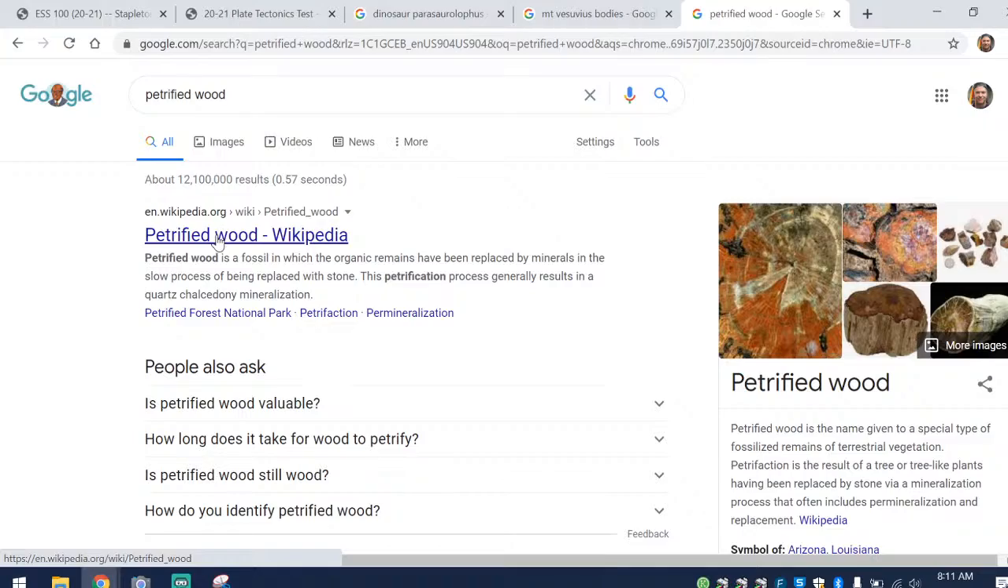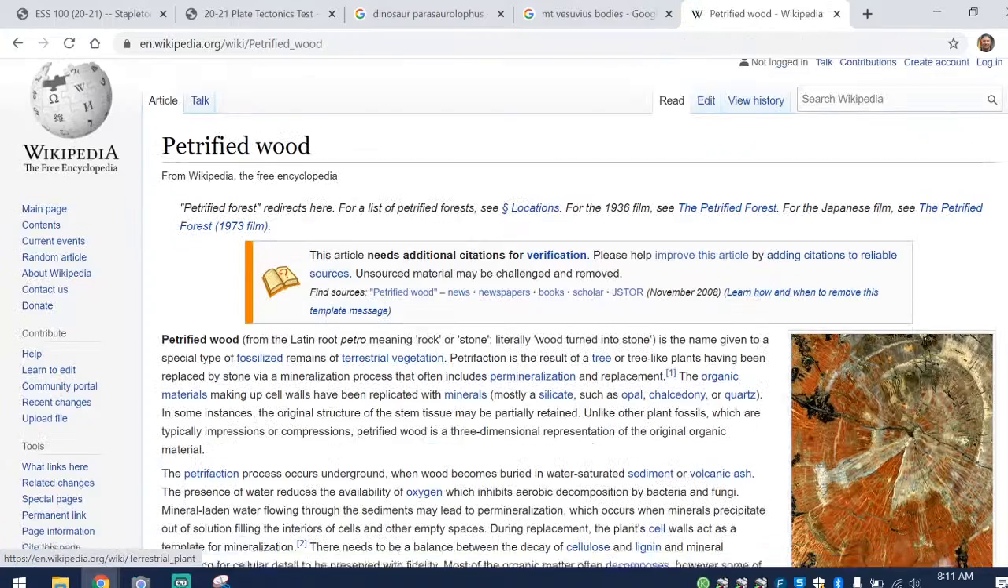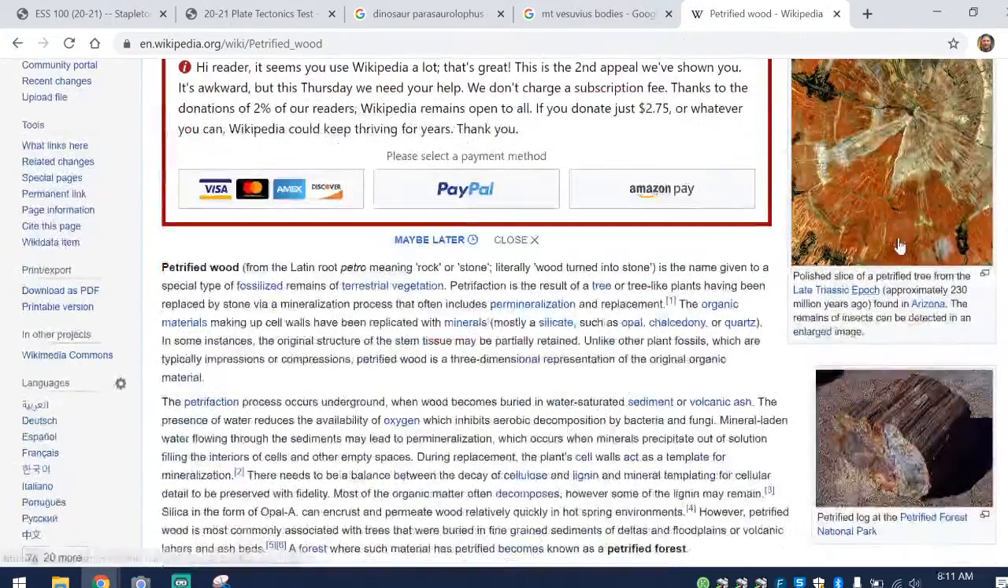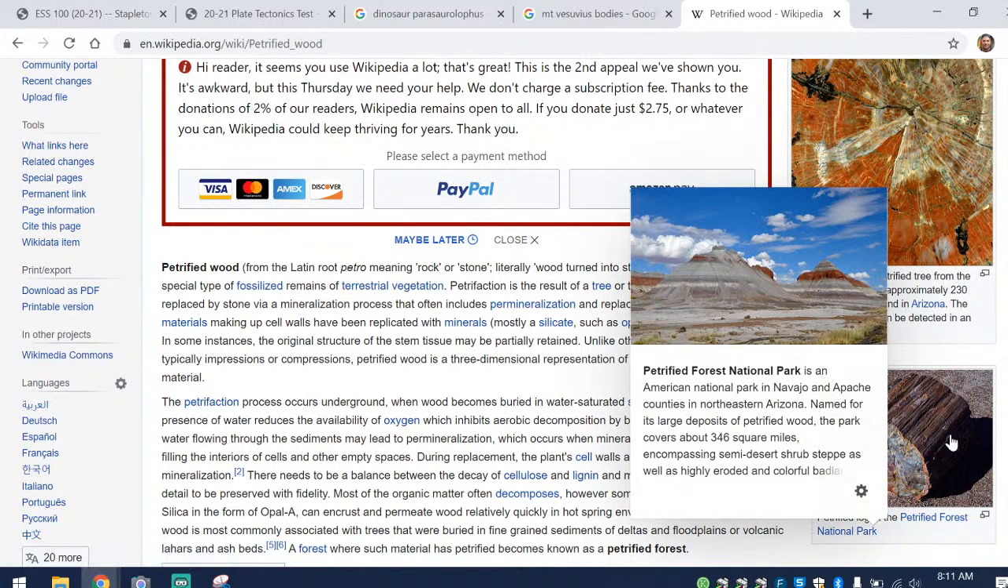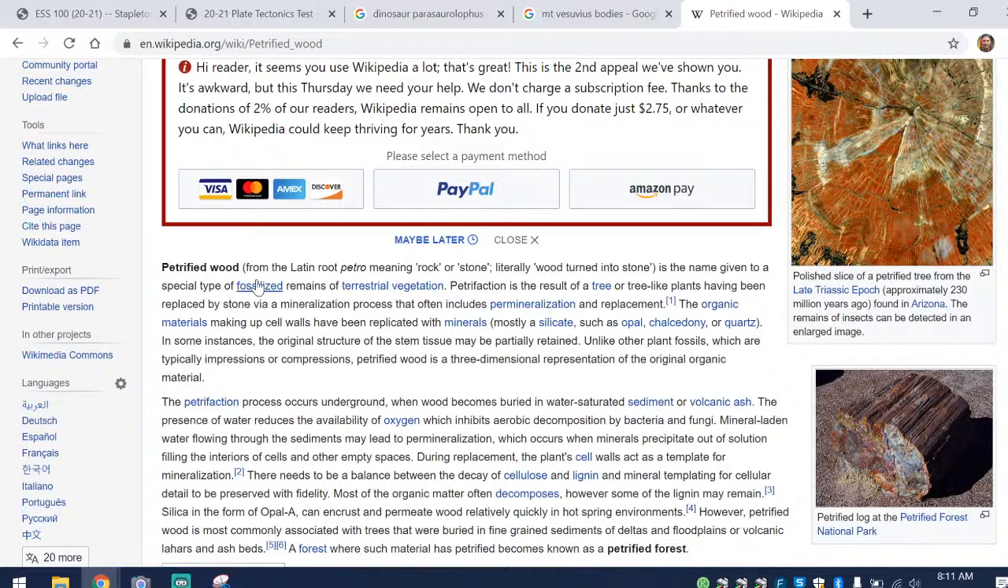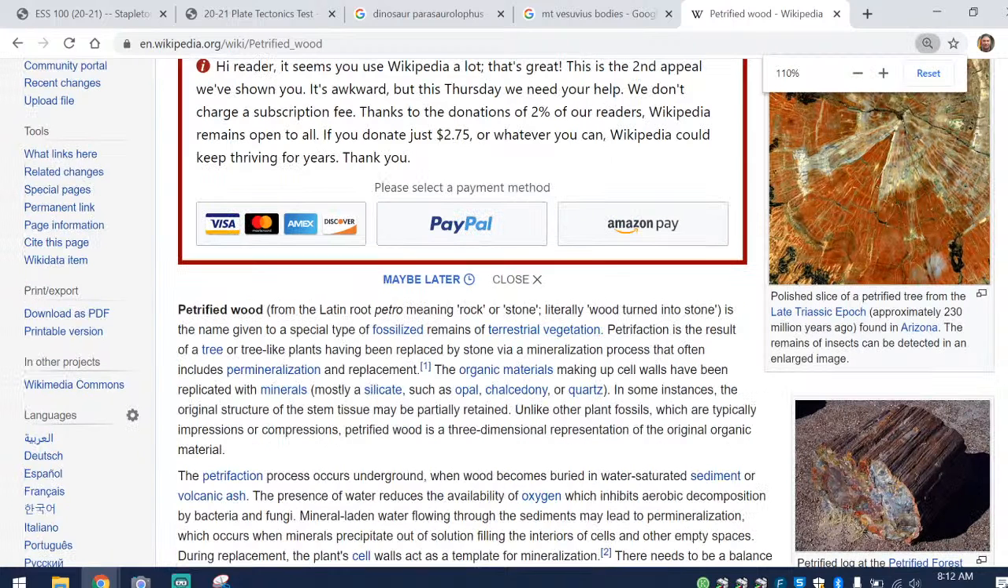Yeah, it's wood. Let's go to Wikipedia. So here's a picture of it, and there's a picture of some too. The way I understand it is it's wood that gets buried, and then the surrounding material makes a cast, and then over time the wood gets replaced by minerals. So let's see what Wikipedia says.